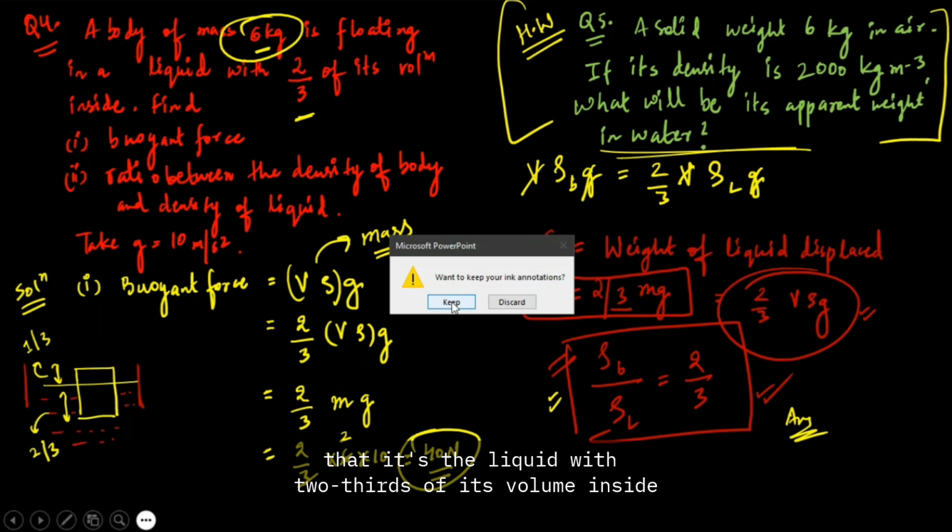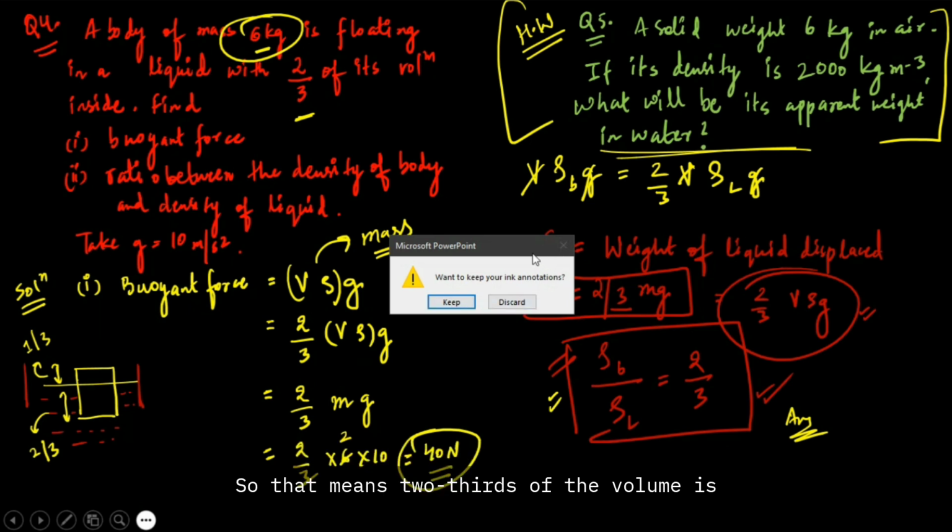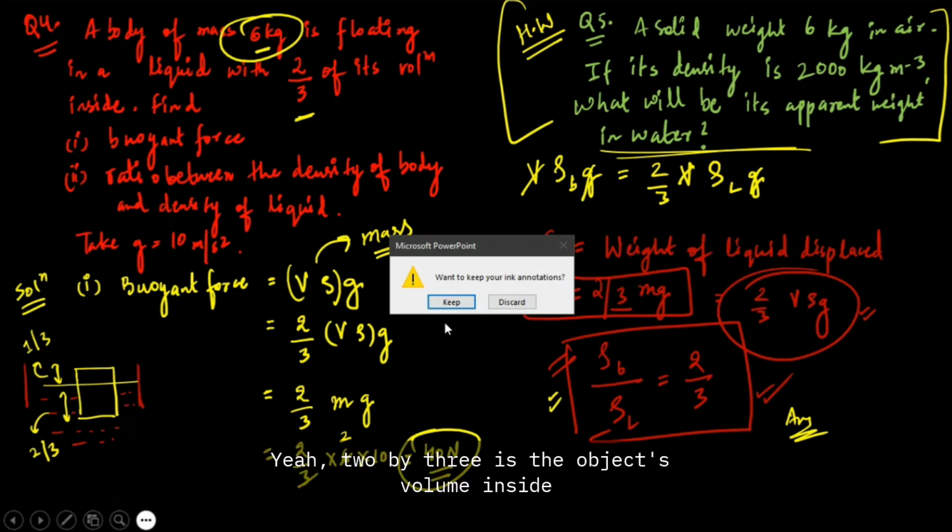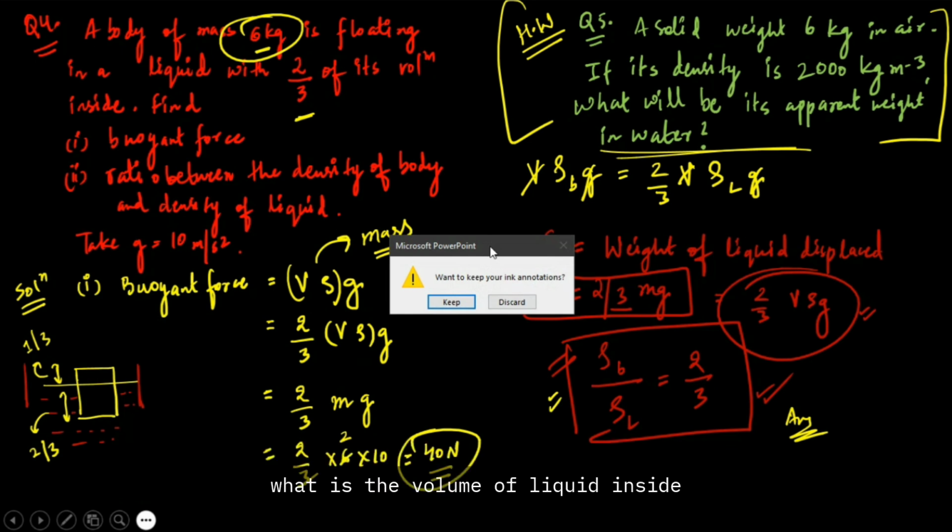One more thing. They said the object is in liquid with 2/3 of its volume inside. So that means 2/3 of the volume is inside the container. Isn't 1/3 the displaced volume? No. It says that the object is in liquid with 2 by 3 of its volume inside, meaning 2/3 of the object's volume. So the liquid displaced will be 2 by 3. But remember, sometimes the examiner might say that 1 by 3 of the volume is outside. They don't mention the volume inside, so you just have to figure it out.